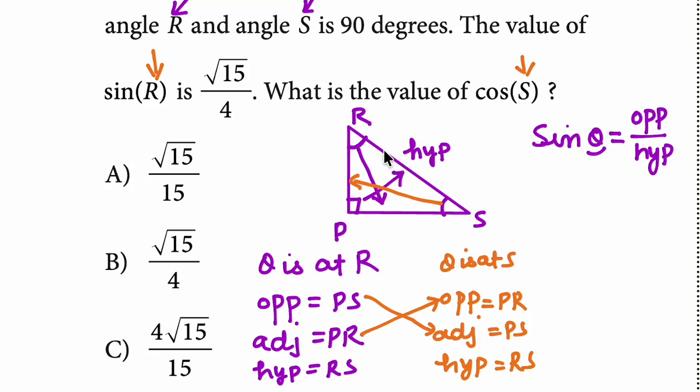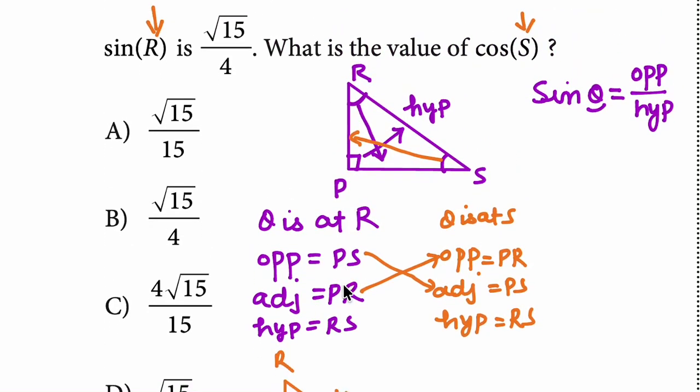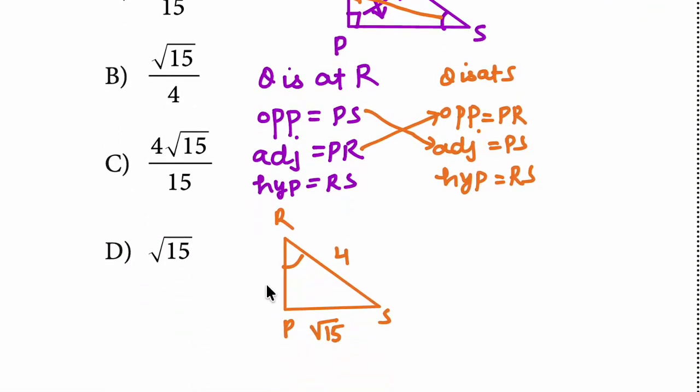And if I see this question, sine R and cos S. So the first instinct is, okay, this is a right triangle, so just put the values because this is R, this is S and this is P. So it is given root 15 over 4. So opposite is this and hypotenuse is this because sine R is equal to root 15 over 4. And then use Pythagoras and then calculate the third side and do it.